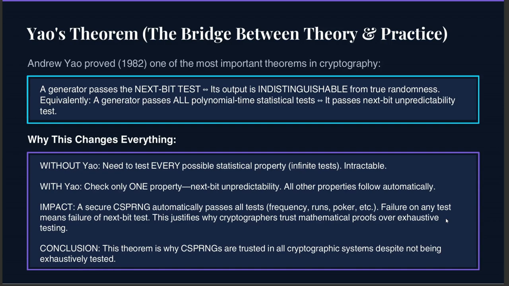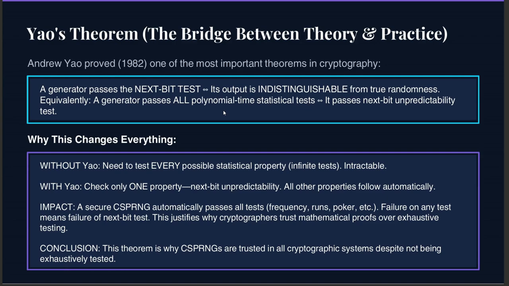Now we arrive at one of the most powerful results in theoretical cryptography. This theorem, Yao's theorem, completely changed how cryptography thinks about randomness. In 1982, Andrew Yao proved one of the most important theorems in modern cryptography. The theorem states a generator passes the next bit test if and only if the output is indistinguishable from true randomness. This is an incredibly deep result because initially these two properties appear completely different.